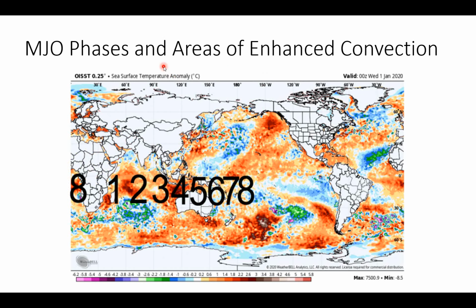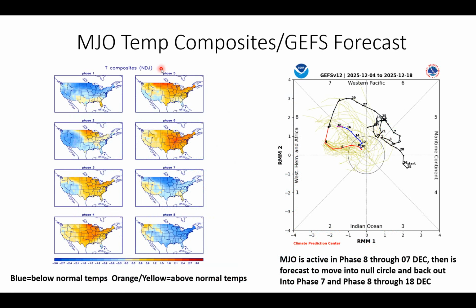Looking at the Madden-Julian oscillation phases and areas of enhanced convection, the MJO ranges from phases 1 through phase 8. And generally, these convective areas will move from the west towards the east, there in the tropical Indian Ocean, as well as the tropical western Pacific Ocean. Each of these phases means something different for the weather across the United States in the winter season. But let's go ahead and take a look to see where we're at. Now we have the MJO temperature composites here on the left for the months of November, December, and January.